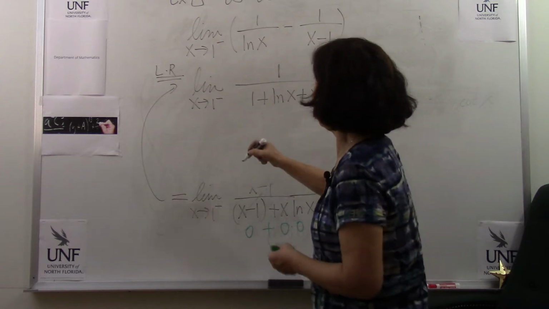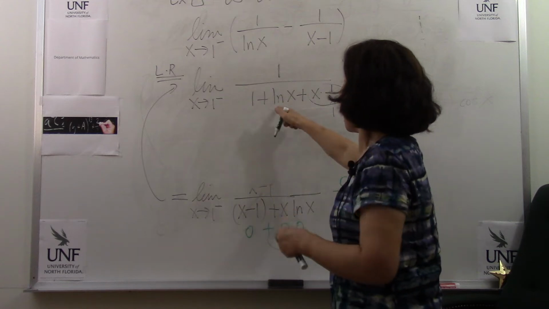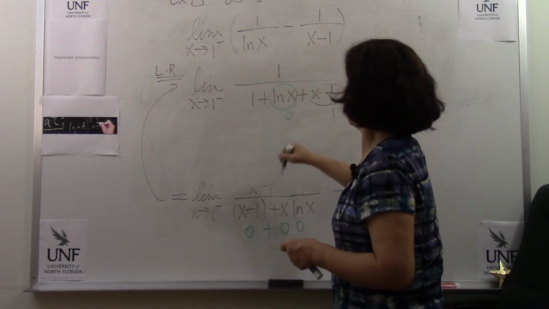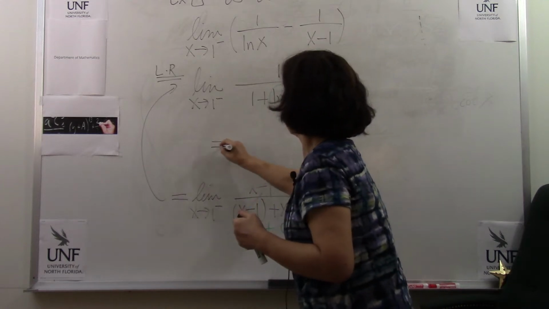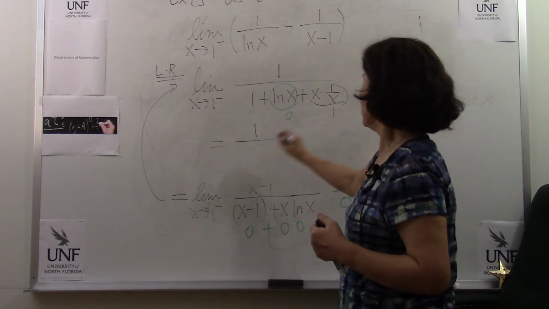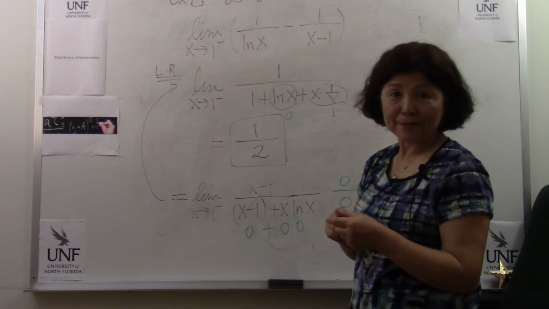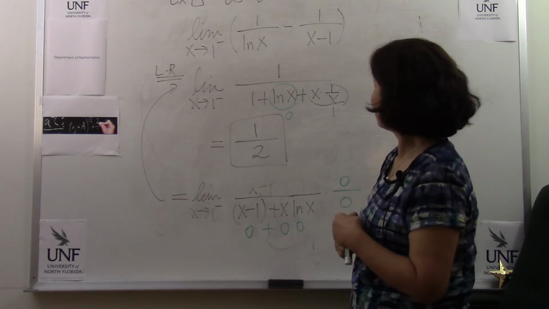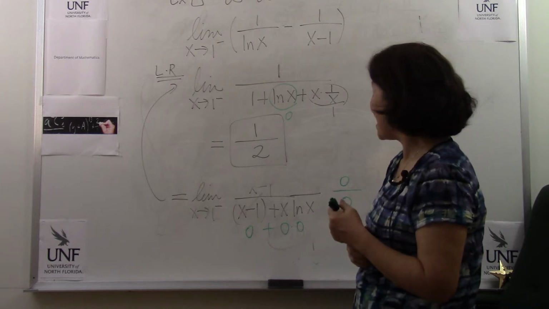So what do we have? This is 1. This is ln 1, which is 0. This is 1. So now I see the light. 1 over 1 plus 1, which is 2. So the final answer is 1/2. Okay? 1/2. So what can we say?